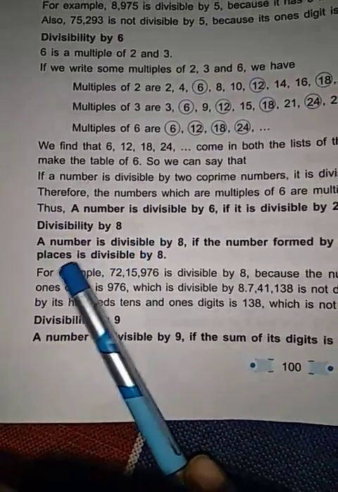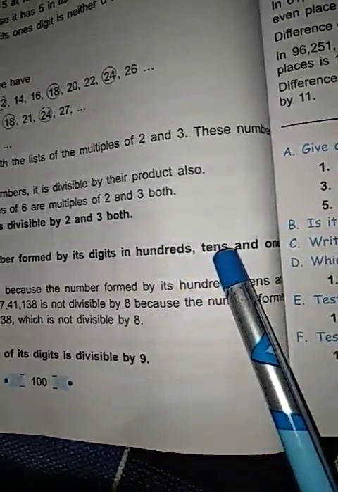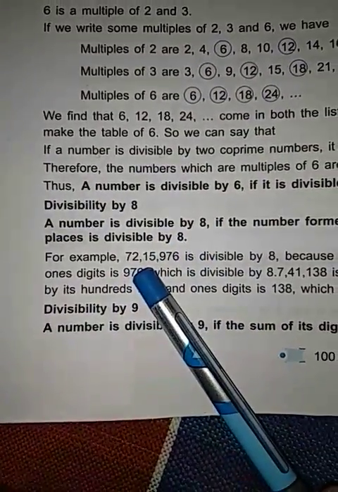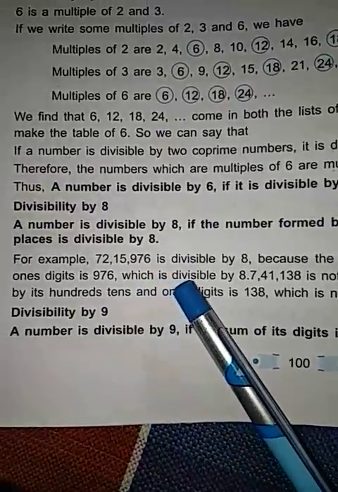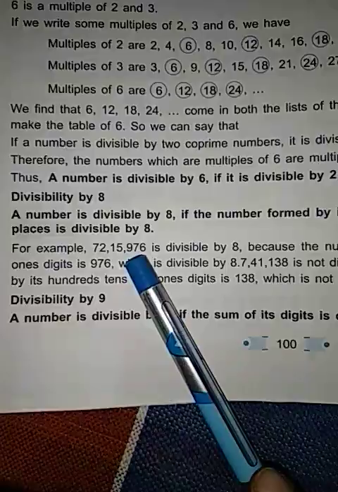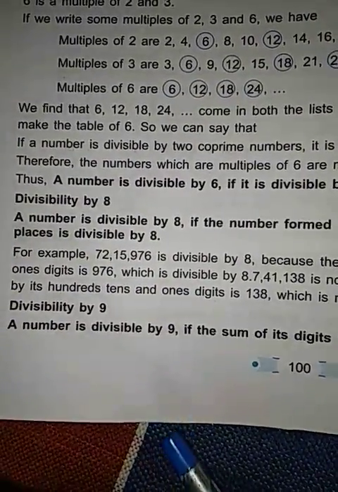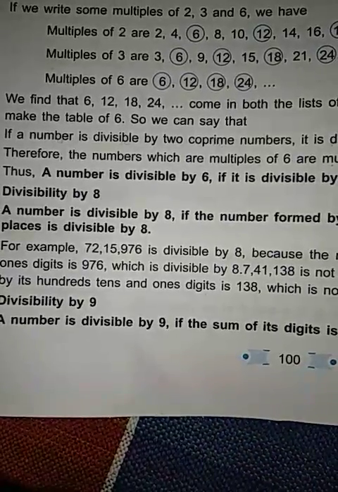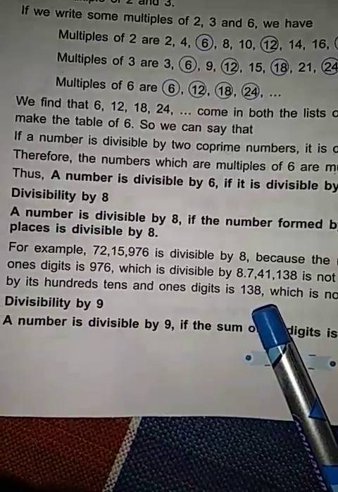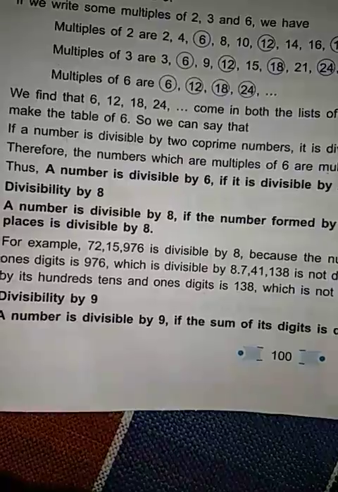Divisibility by 8. A number is divisible by 8 if the number formed by its digits in the hundreds, tens and ones place is divisible by 8. For example, 72,15,976. The unit, tens and hundreds place digits are 6, 7 and 9 respectively. The number formed by these digits is 976. 976 is divisible by 8. So the number 72,15,976 is also divisible by 8.